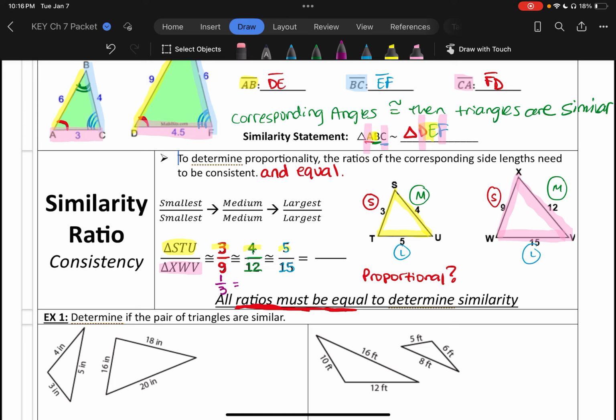And if you're struggling with simplifying fractions still, remember that you can type these fractions into the yellow calculators and it'll simplify it for you. So we're not going to spend a whole lot of time simplifying here. I'm just going to tell you what it simplifies to. 4/12 simplifies to 1/3. 5/15 also simplifies to 1/3. So notice how all of these ratios happen to be equal, right? I have 1/3, 1/3, 1/3. So when all of the ratios are equal, that means it's proportional. And if it's proportional, then that means that the triangles are similar.